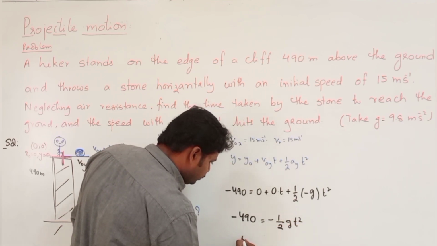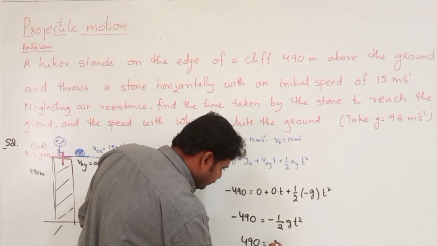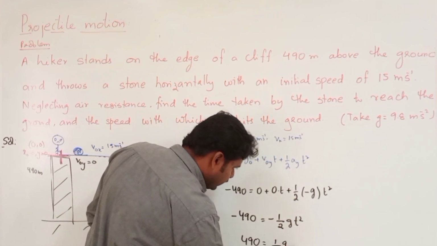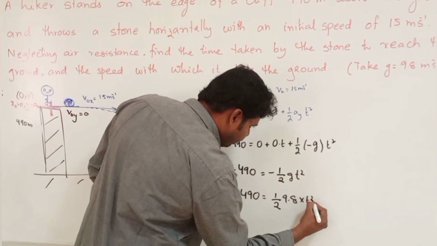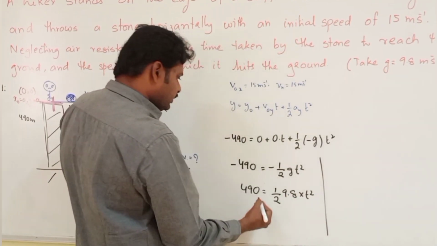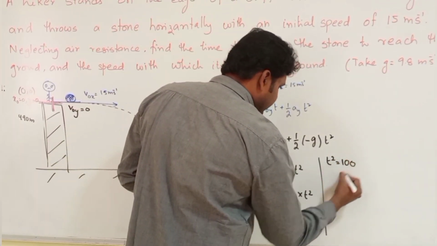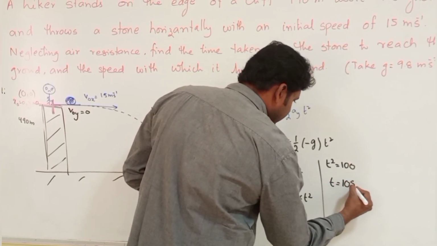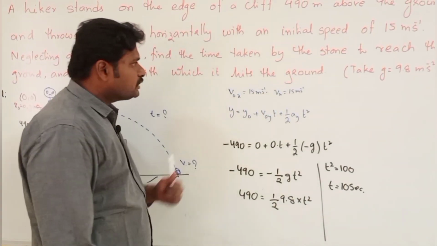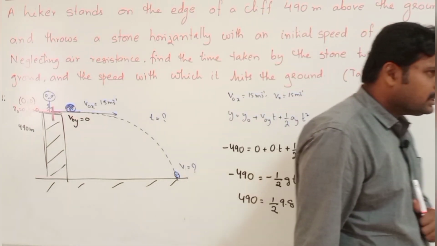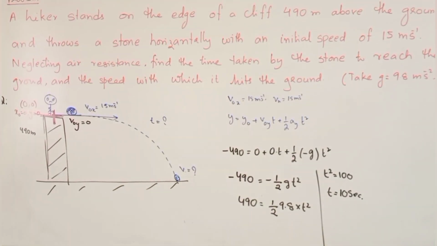Now, substitute g is equal to 9.8 into t square. Now, you will get t square is equal to 100 and t is equal to 10 seconds. First one, the time taken to reach the ground is about 10 seconds.